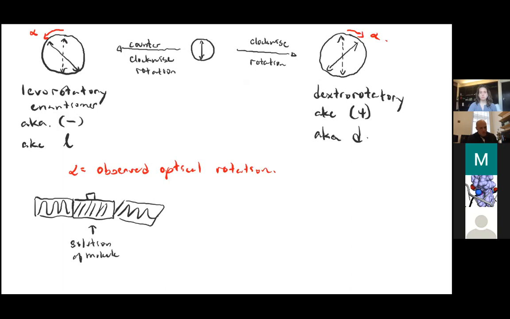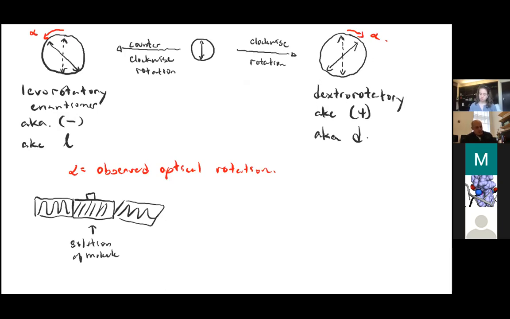Caroline says, just to confirm, no correlation between R and S and plus and minus. That is absolutely correct. There is no correlation. And that is because plus and minus are a physical property. The R and S are just this arbitrary nomenclature that we made up. Yeah.